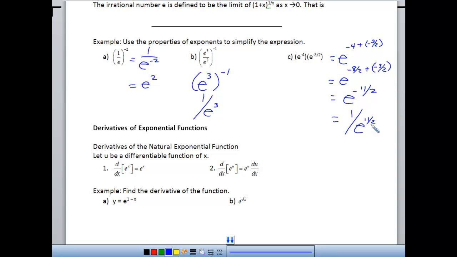However, if instead of simple x here we have some function u, then we have to use the chain rule. So the derivative of e to the u, where u is a function of x, is e to the u times du/dx. We've got to take the derivative of that u, using the chain rule.